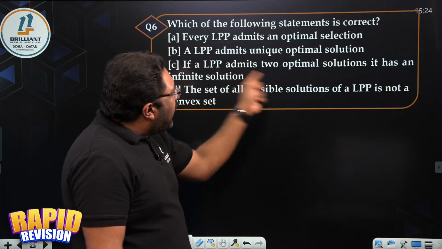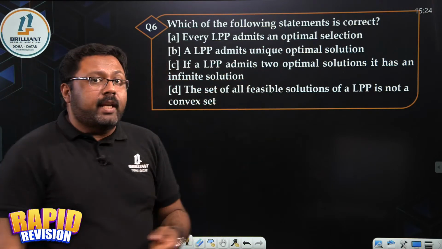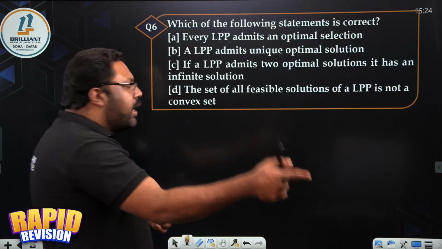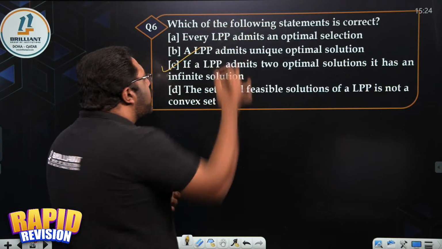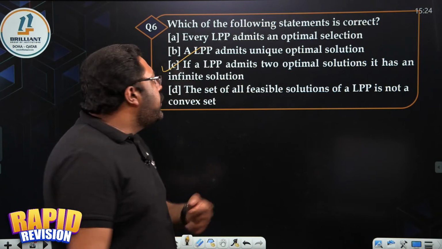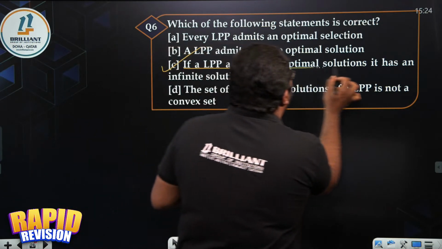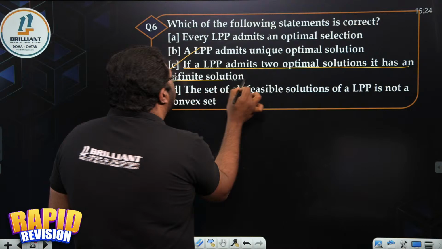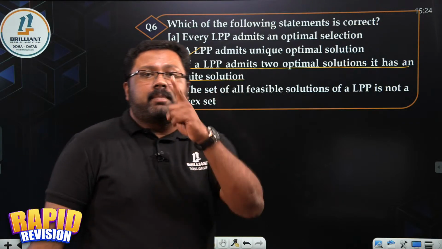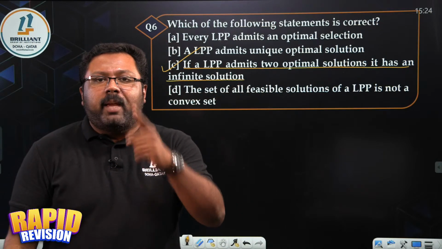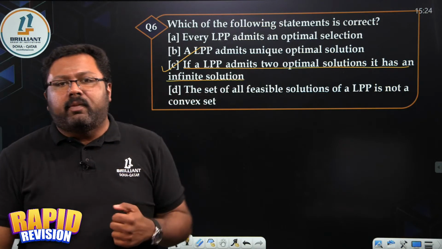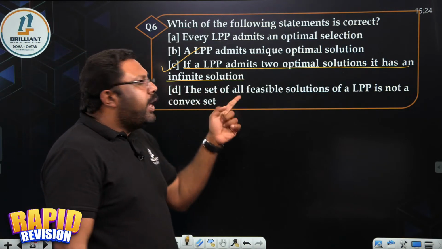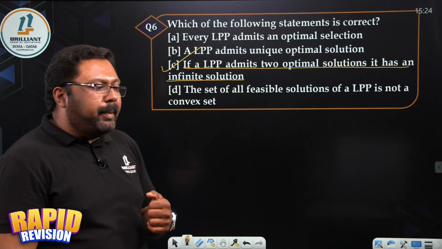Option C, if there are 2 optimal solutions, then it has infinite solutions. The right answer already came from many of you. It is option C. If an LPP has 2 solutions, it has infinite solutions. Please learn it by heart. For an LPP with 2 points giving you the optimal solution, there will be infinite solutions.